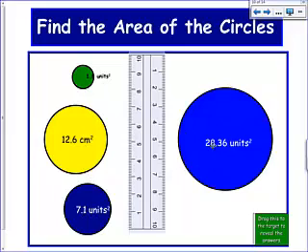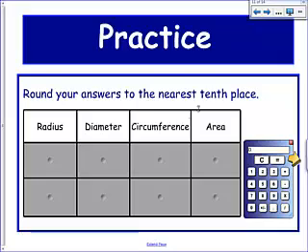This is not a difficult formula, but really it can be used in an awful lot of things, right? Think of the area that's covered by a swimming pool in your backyard, if you've got a round swimming pool, that kind of thing. So we can also do things here. If your radius is 4 centimeters, what's the diameter? 8 centimeters. What's the circumference?